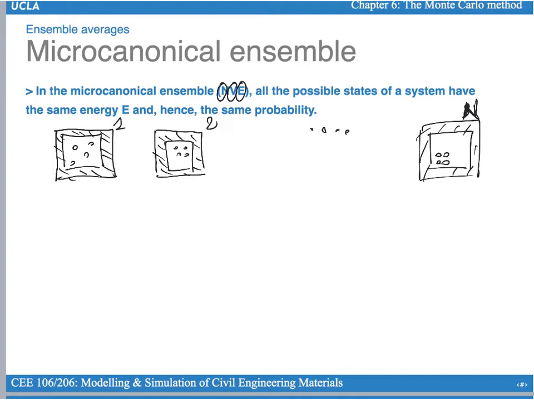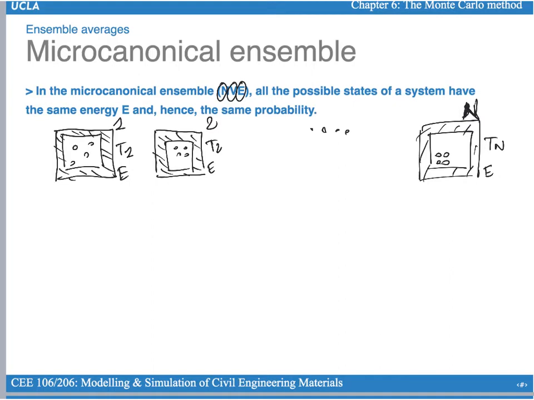So in all those configurations, necessarily they all have exactly the same energy. The energy is fixed, so it has to be exactly the same energy for all the systems, but the atoms can be at different positions, which will give you exactly the same energy. So in this case, if you want to calculate, let's say, the average temperature of the system, for example, you will need to look at what is the temperature in system one, what is the temperature in system two, and what is the temperature in system N, and you will need to do some averaging.